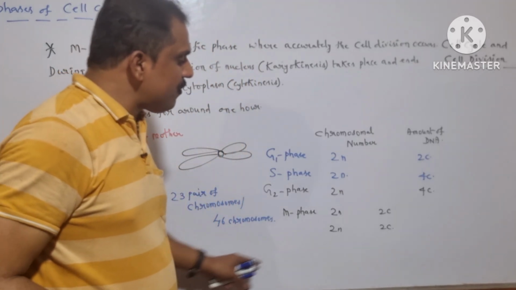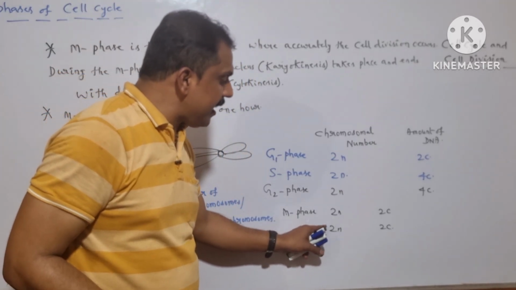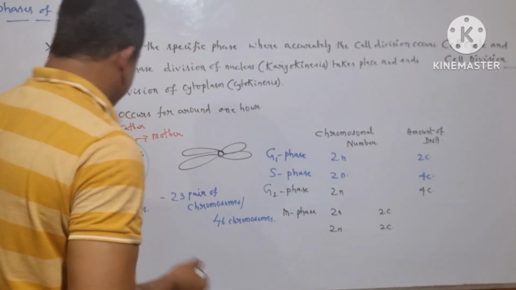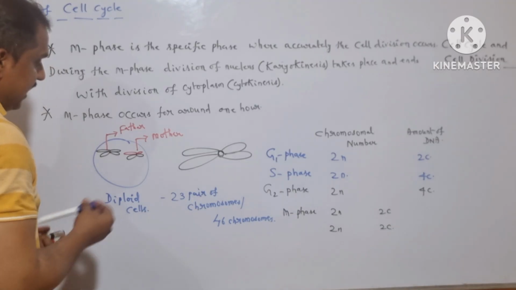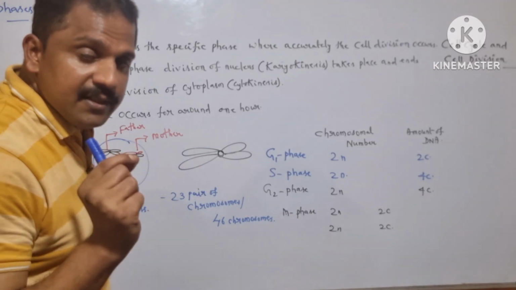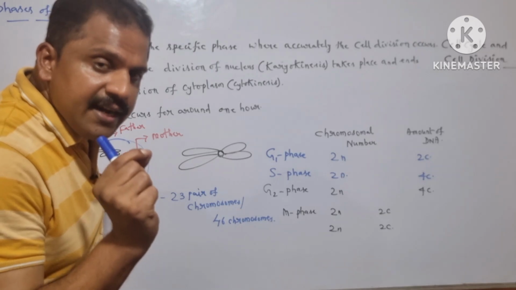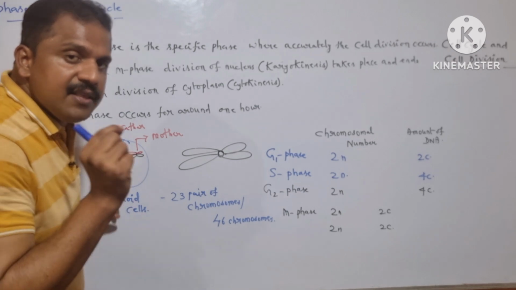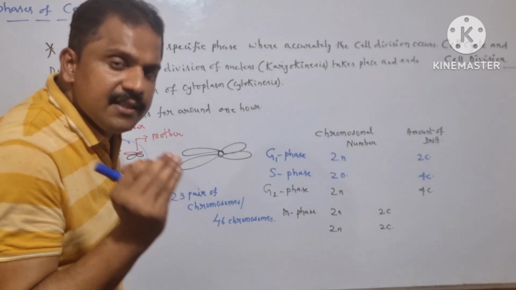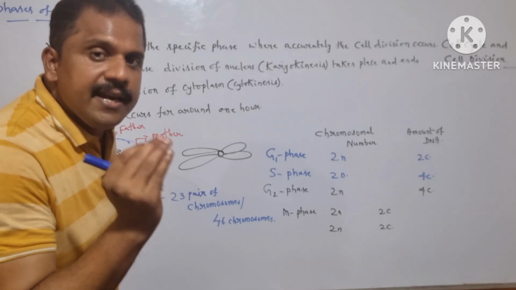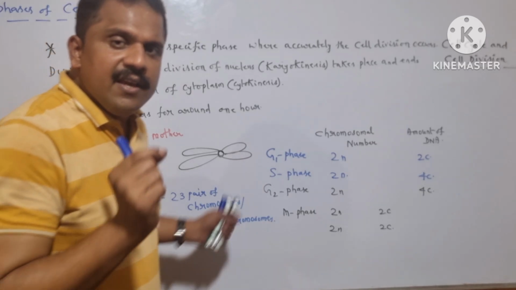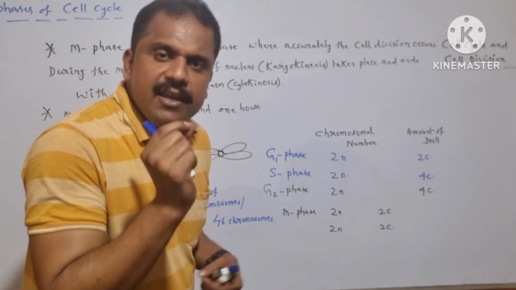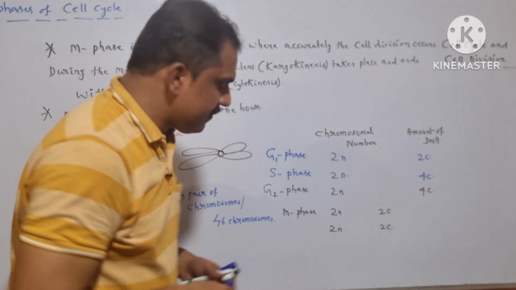So how does the chromosomal number remain 2n and 2n in both the daughter cells during mitotic cell division? Let me show it here. As I have already mentioned, during the S phase, the chromosomal number becomes double. That means initially the diploid cell has 23 pairs of chromosomes, or 46 chromosomes. But during the S phase, the chromosomal number becomes double. That means 46 chromosomes become 92 chromosomes. As we all know, during mitotic cell division, from one single parental cell, two daughter cells are obtained. So once we divide 92 by 2, let me show it here.